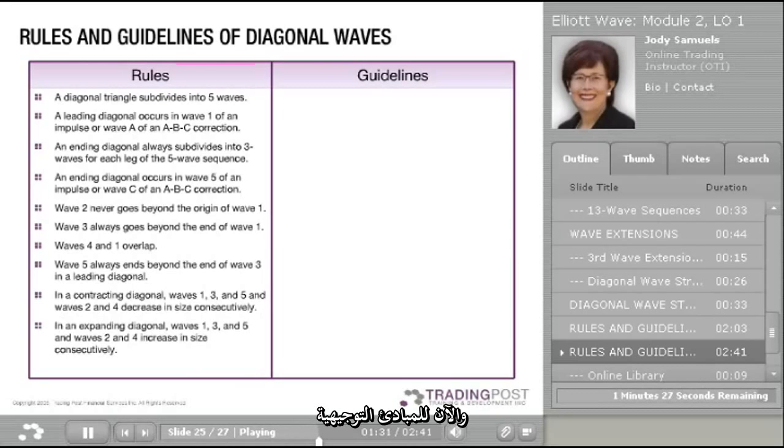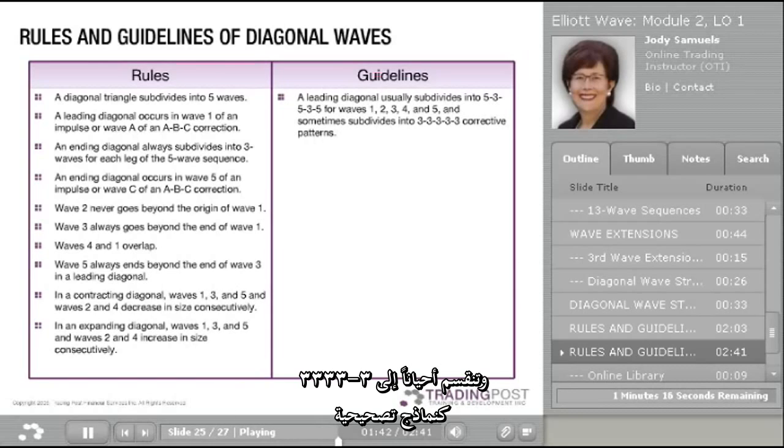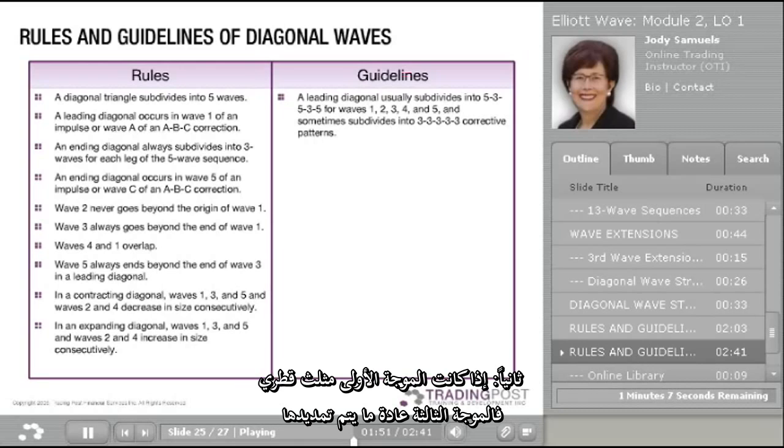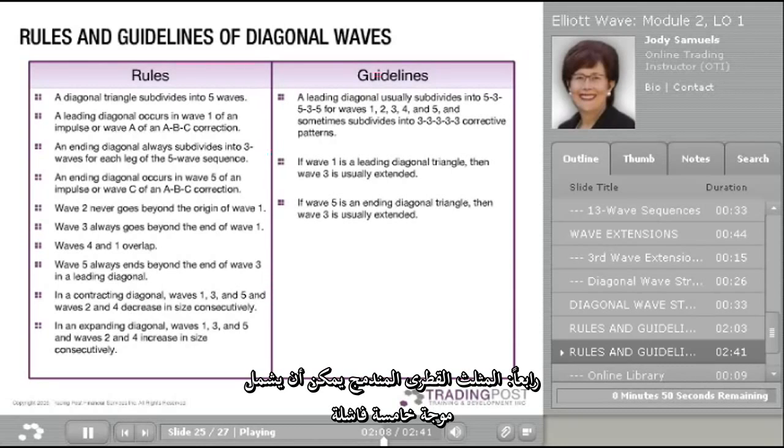And now for the guidelines. 1. A leading diagonal usually subdivides into 5, 3, 5, 3, 5 for waves 1, 2, 3, 4, and 5, and sometimes subdivides into 3, 3, 3, 3, 3 corrective patterns. 2. If wave 1 is a leading diagonal triangle, then wave 3 is usually extended. 3. If wave 5 is an ending diagonal triangle, then wave 3 is usually extended. 4. A contracting diagonal can have a failed fifth wave.